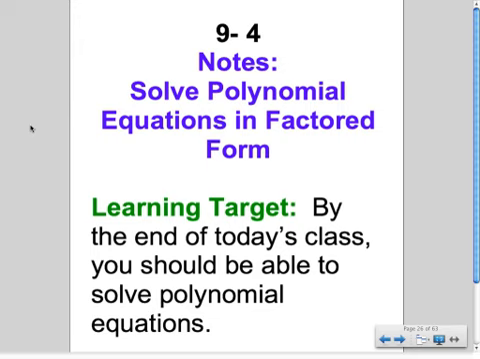Okay, so before we were just simplifying expressions, right? I would say, hey, multiply out, and that was it. Today we're actually going to solve polynomial equations. All right, and so that's the goal. By the end of the lesson, you should be able to solve polynomial equations that are already in factored form.